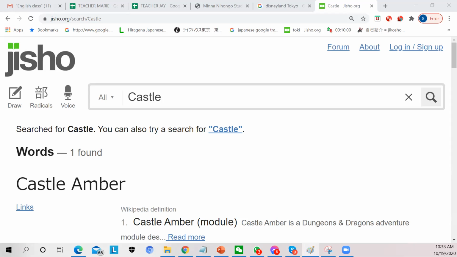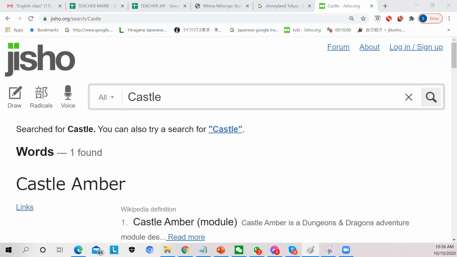Then you get the question: nano. Kono shiro wa nano shiro desu ka? Good. It's okay to repeat that one because you're saying, this castle, what castle is this? Okay, let's try to answer that.